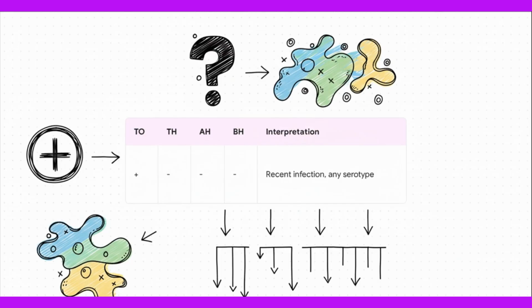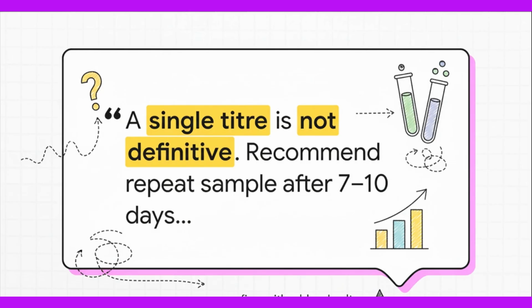But, and this is a big but, it's not specific. And you might ask why. It's because the O antigen is actually common to a lot of different Salmonella species. That means it could be cross-reacting, giving you a positive signal without telling you exactly which serotype is the real culprit. So here we go again, we're seeing that theme of uncertainty with a single test. A single result is really just a snapshot in time.